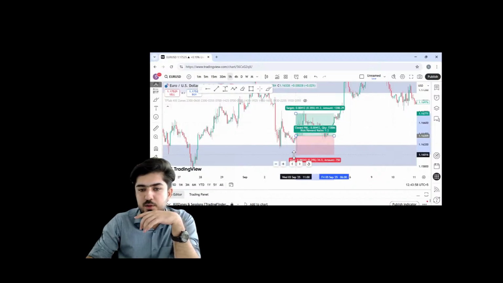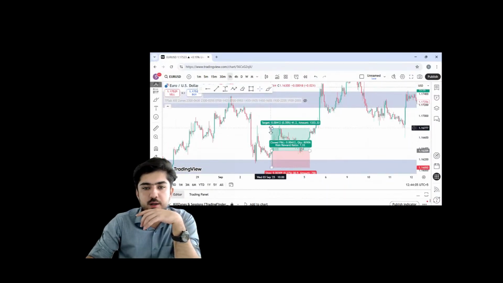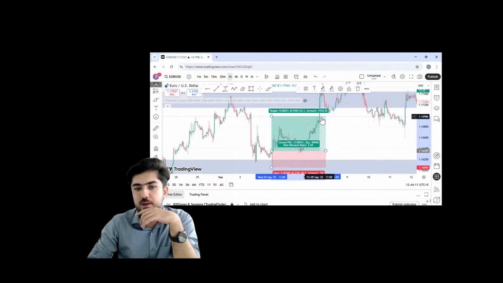I will put my stop loss down there below, or a little more you can do. And I will stick to my 1 to 2 risk to reward ratio strategy. So this is my 1 to 2 and boom, we got it.